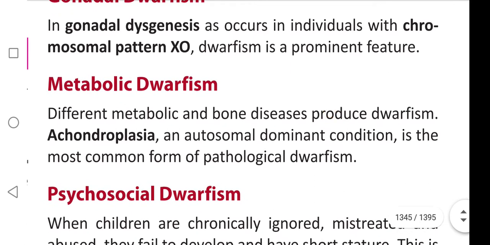Coming to metabolic dwarfism. The different metabolic and bone diseases produce dwarfism. Achondroplasia, an autosomal dominant condition, is the most common form of pathological dwarfism. Once again I am reminding this: achondroplasia is about different metabolic as well as bone diseases.